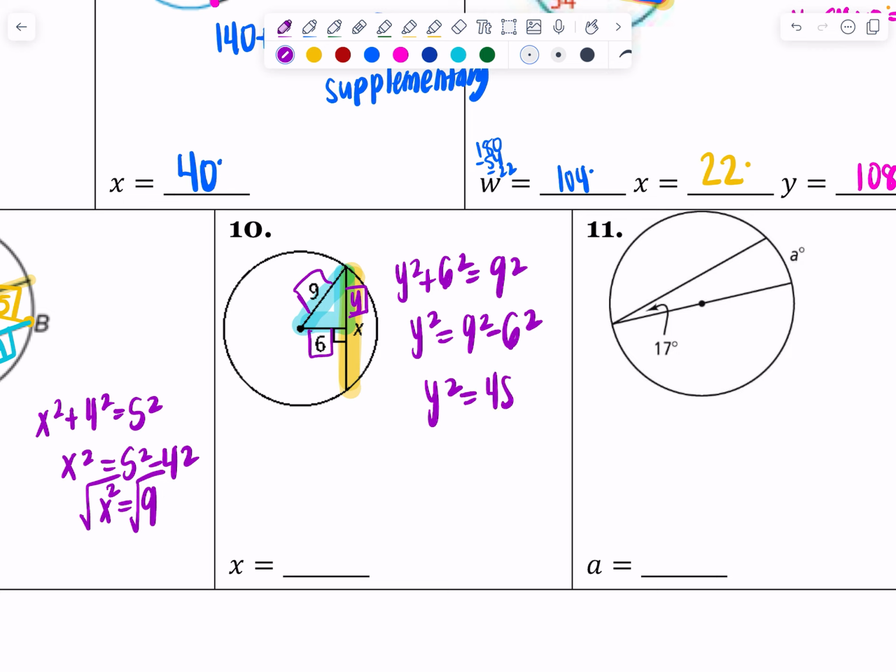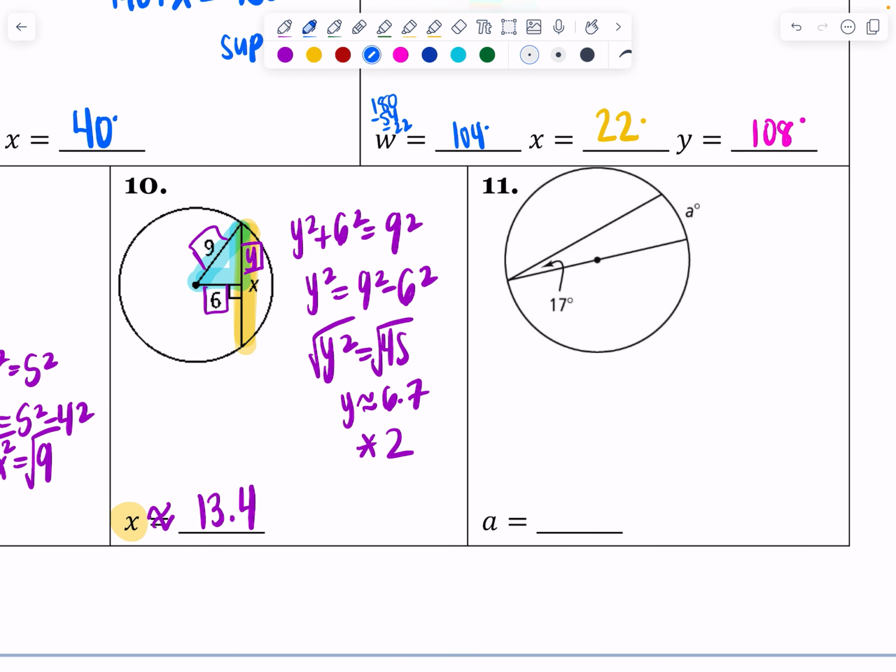So y squared equals 45. So y is going to be equal to the square root of 45. So the square root of that gives me about 6.7. And then we are going to double that to get x. So when you double that, you do times 2, and you get about 13.4. So we're going to round that to the nearest tenth. It's about 13.4 for that whole chord, which is x. Y was only half of it.